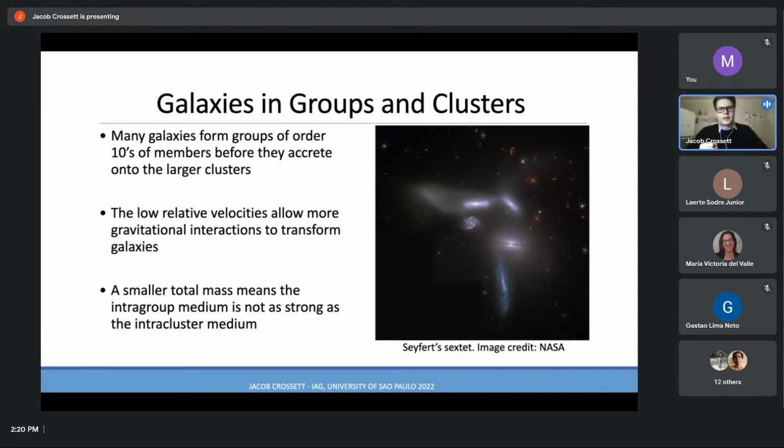However, because these are smaller, the relative velocities between the galaxies are smaller, such that interactions and full mergers are more likely, as we can see in this image here on the right of Cepheid sextet. And the smaller total mass means there's less of a potential well to bring that intra-cluster medium and make it more dense, which means that ram pressure may not be as effective in groups as we see in clusters.